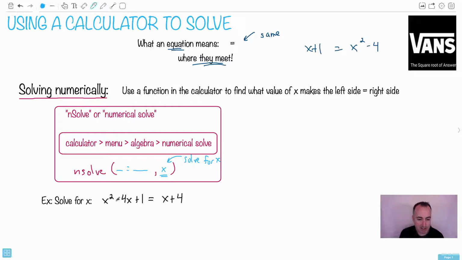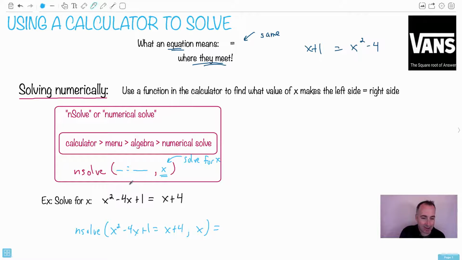In this case right here, since I've got it like this, it'll look really nice. I'm going to end up doing an NSolve. If you look at this thing called numerical solve, I'm going to actually put in exactly this right here: x squared minus 4x plus 1 equals x plus 4, comma, x. When I do this, I'm just going to magically spit out an answer which is going to be correct.